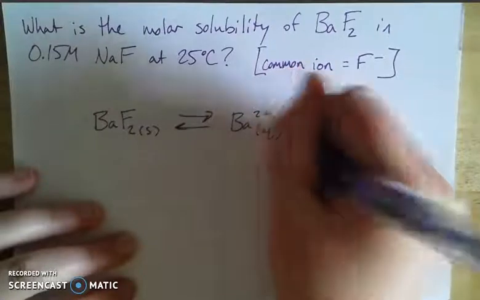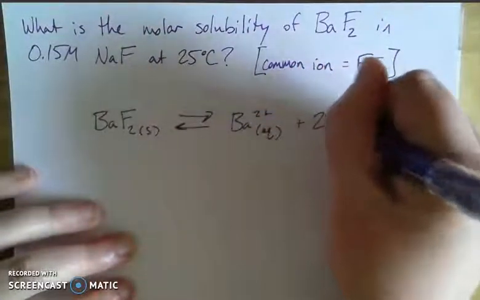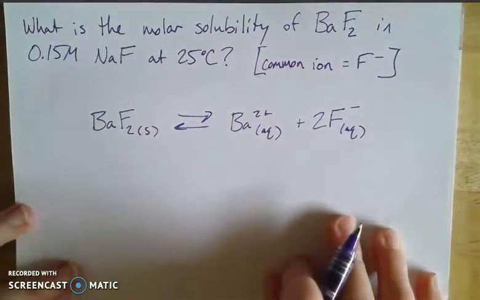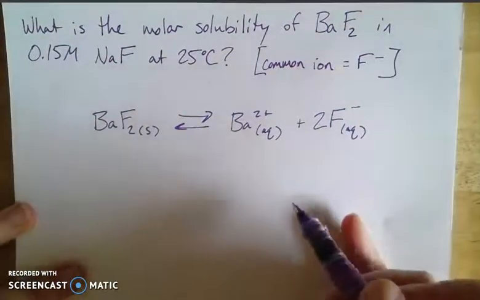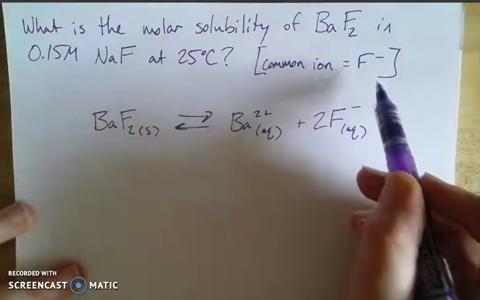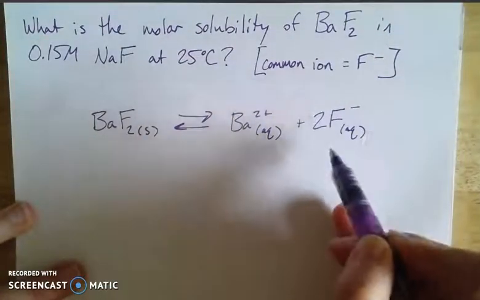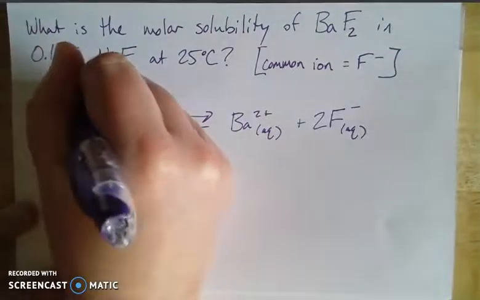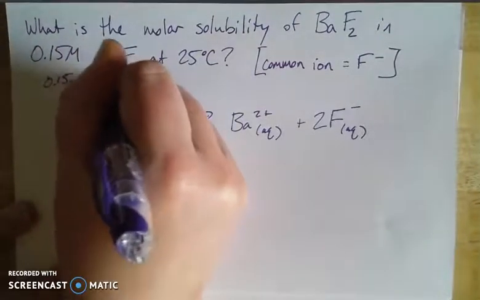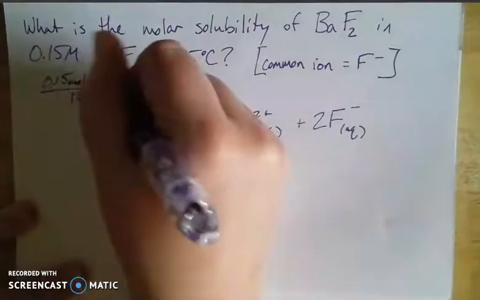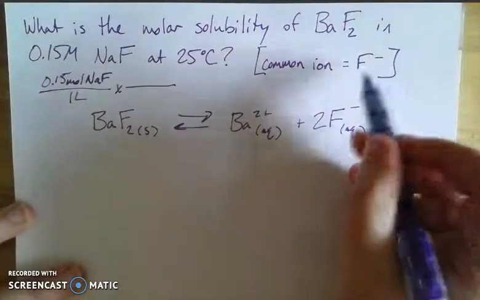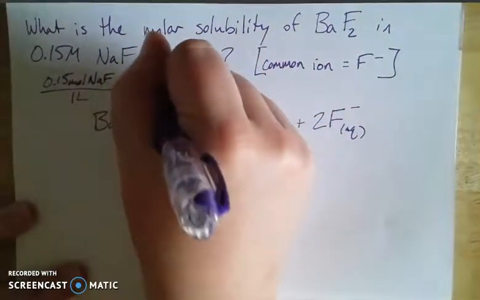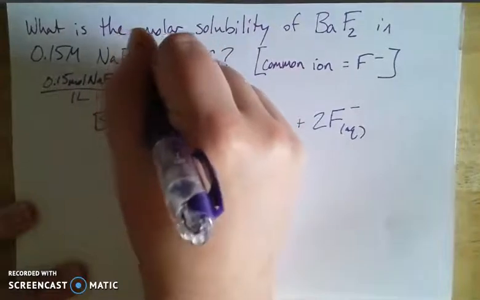So my ICE box is going to be exactly the same in terms of setup, in terms of the reaction itself. But now the common ion is going to impact how much of this guy I start off with. If I have 0.15 moles of sodium fluoride per 1 liter of solution, then if I care about how much fluoride that is, for every 1 mole of sodium fluoride, I have 1 mole of fluoride ions.